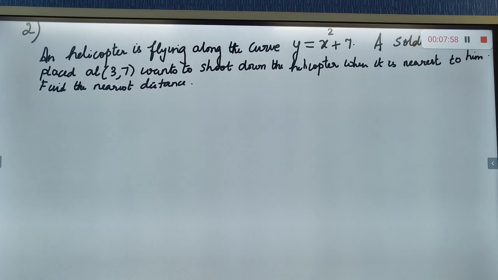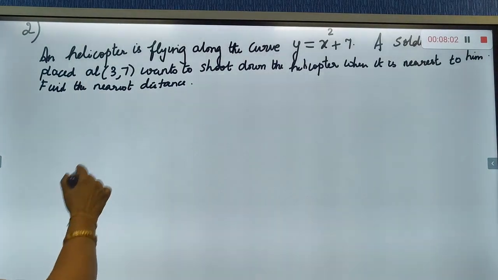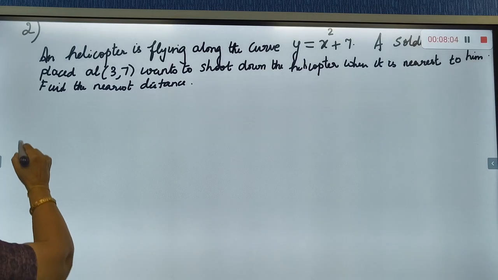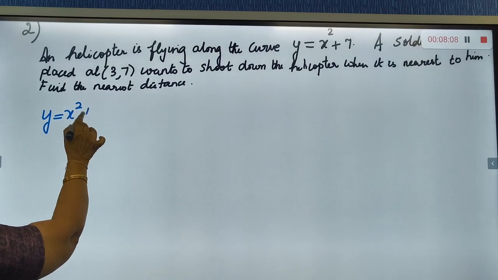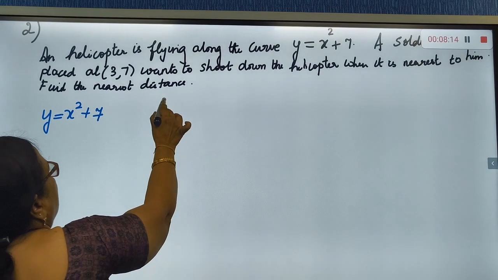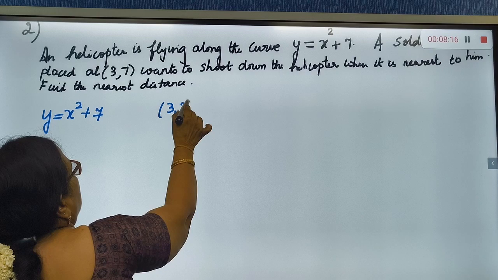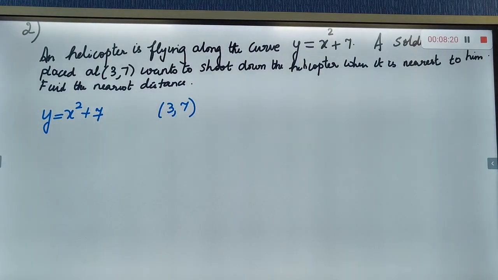A helicopter, I'm just combining problems of similar type. A helicopter is flying along the curve y equal to x square plus 7. This is again a parabola. A soldier is placed at 3 comma 7. He wants to shoot down the enemy helicopter when it is nearest to him. So you have to find the nearest distance.